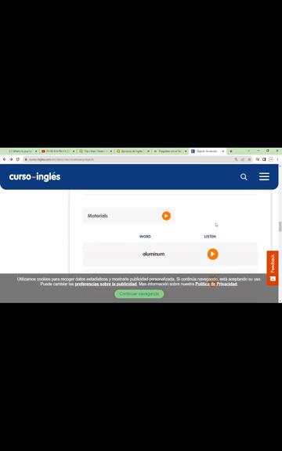Now, you will encounter also some material, okay? Material that you can see very, very frequently, like aluminum, cardboard, cotton, glass, leather, metal, plastic, rubber, wood, and steel. And you have more.